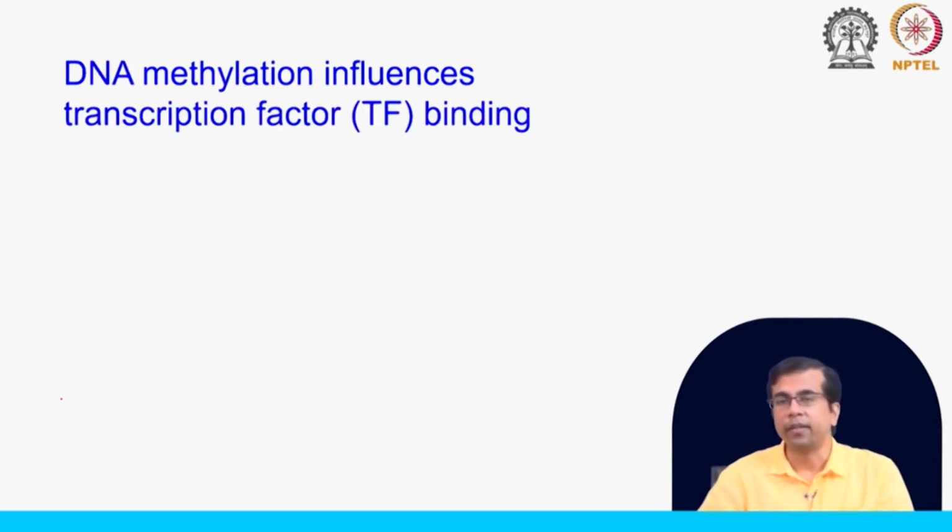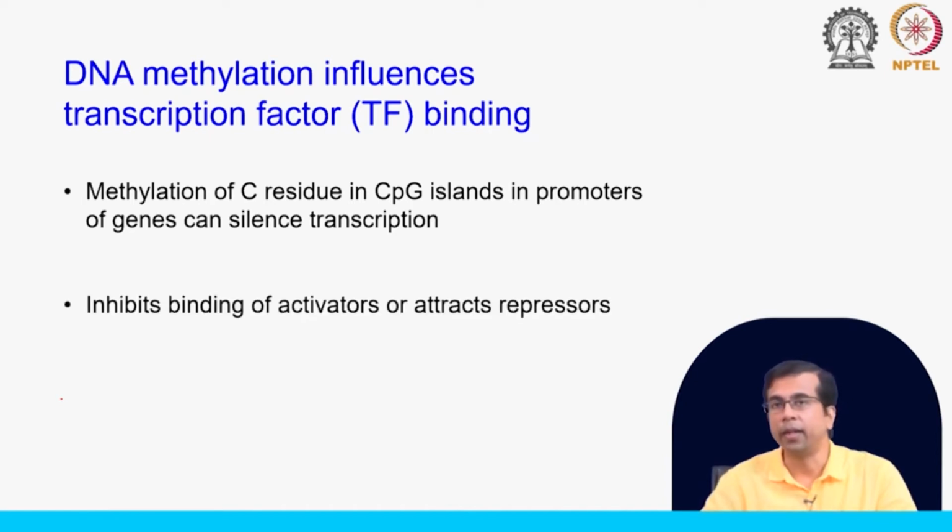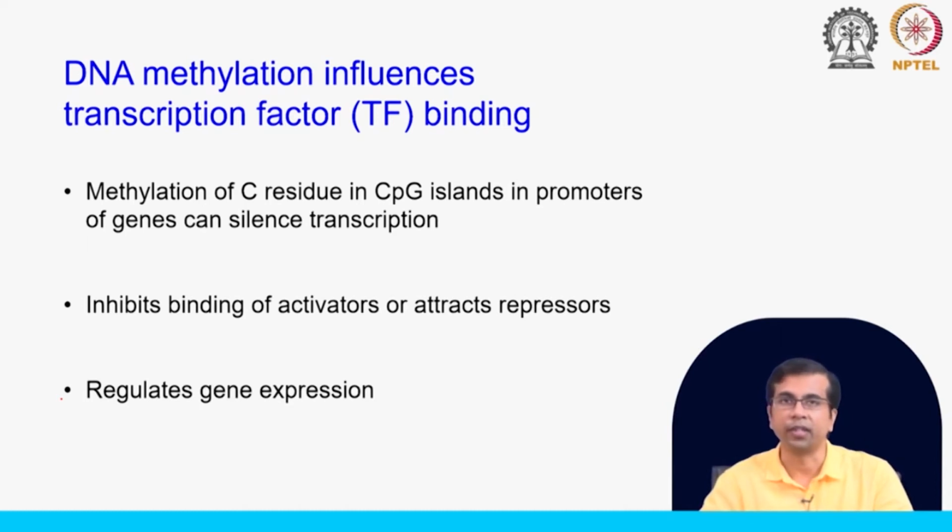Now, why are we interested in detecting these DNA methylation patterns? One thing we have learned is that methylations are important for influencing gene expression. For example, methylation of C residues in CpG islands in promoters of genes can silence transcription. This has been observed for a long time, and what we know is that this methylation inhibits binding of activators that induce gene expression, or it attracts repressors that block this expression. This means DNA methylation is intricately linked with gene expression. They are controlling gene expression.